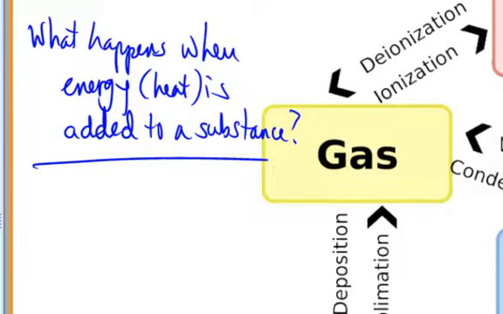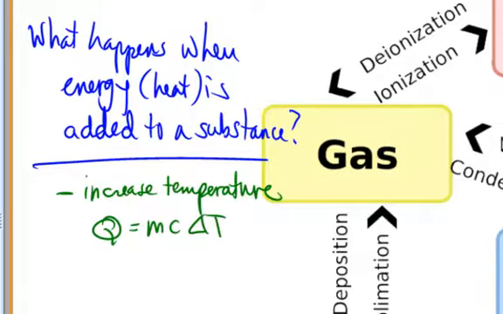For our purposes, two things can happen. One is that the temperature of the substance can increase. And we've dealt with that when we talked about Q equals mc delta T. How much will the temperature increase? Well, it depends on the substance that you're adding it to. The more mass you have, the higher the specific heat, then the higher the change in temperature is going to be. We've dealt with that in a previous lesson.